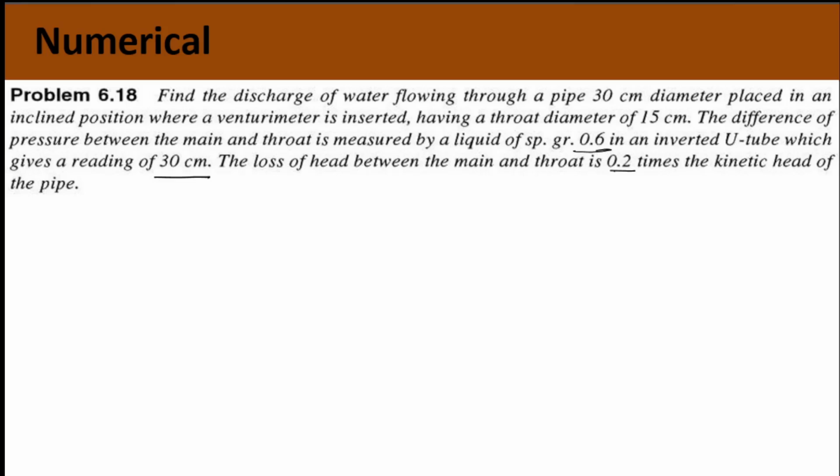Now, the discharge can be found out here. The CD value is not known, so we are finding out the theoretical discharge. Now, as I asked in the previous slide, the orientation of the Venturimeter, you can see in the numerical it is given inclined position. So it is an inclined Venturimeter. Second, CD is not given, so we need to find out the Q theoretical value.